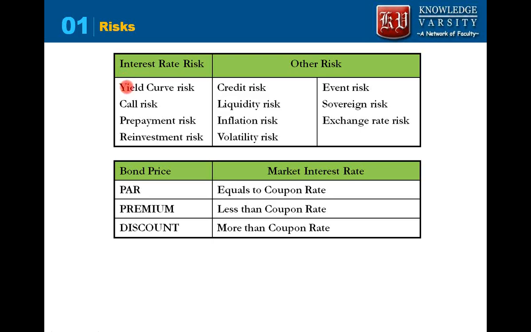One is the yield curve risk. That is, what will happen if the shape of the yield curve changes. Second is the call risk. That is the risk that the bond will be called back by the bond issuer. Prepayment risk. That is the bond issuers will prepay the money. Reinvestment risk. That is the bond is paying regular cash flows like coupon. If the interest rate falls, the bond holder is forced to invest the coupon at a lower rate. So that is reinvestment risk.